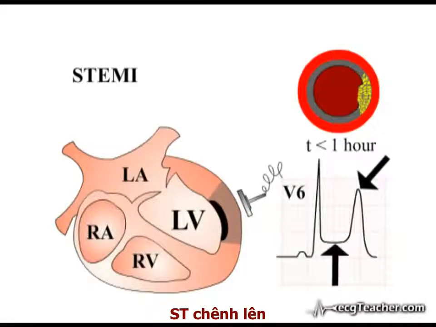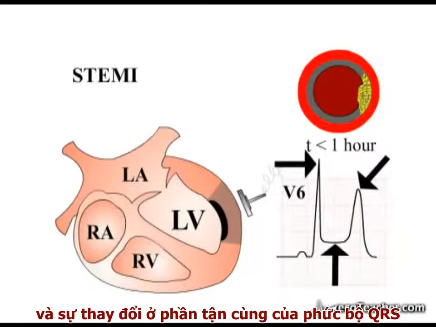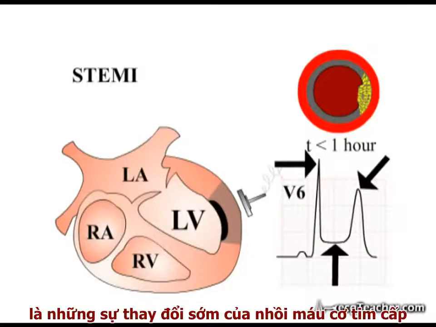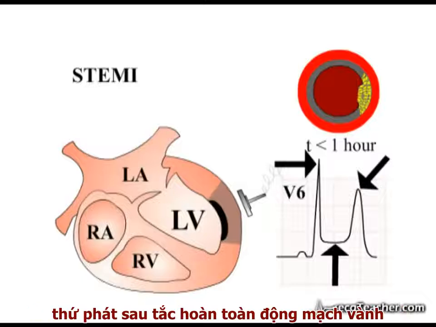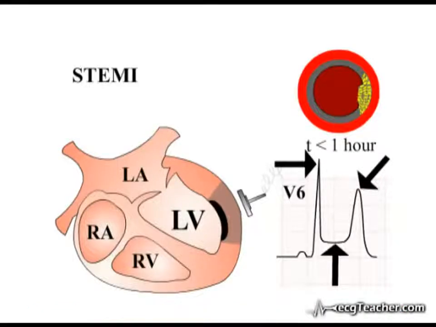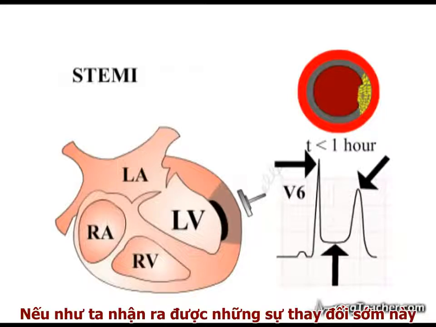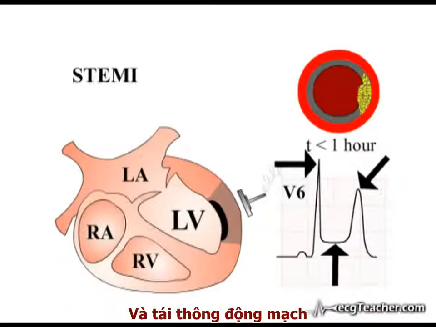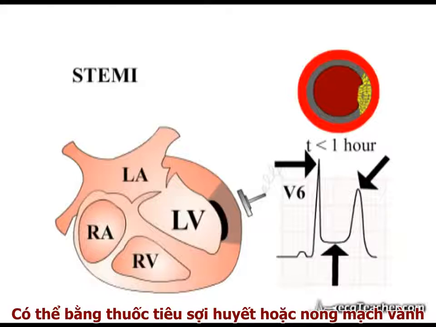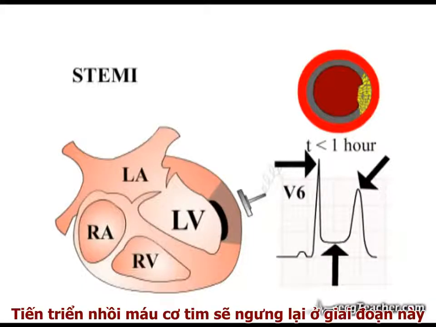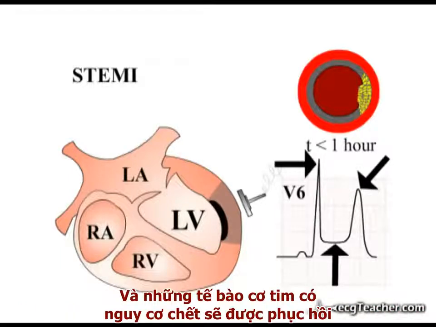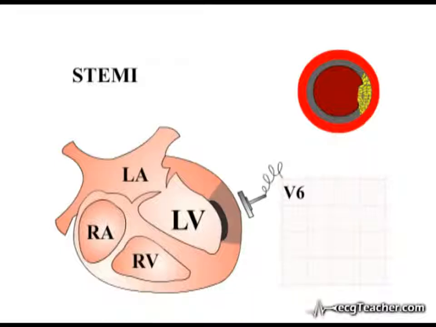Peaked T waves, ST segment elevation, and alterations to the terminal portion of the QRS complex are the early changes of acute myocardial infarction secondary to complete occlusion of a coronary arterial vessel. If these early ECG changes are recognized and the vessel reopened using either thrombolysis or direct coronary angioplasty, the progression of the infarction can be halted in its tracks and myocardium at risk of death salvaged.